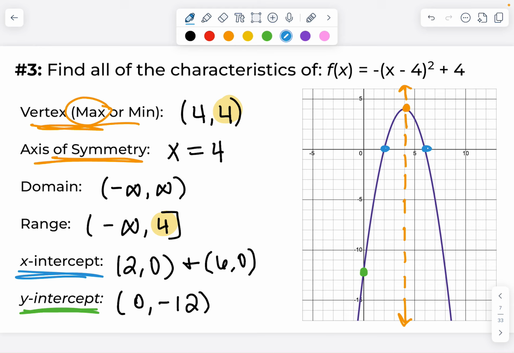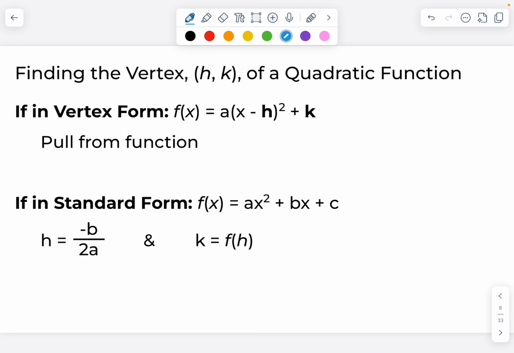So this was taking the graph and finding the characteristics from it. We're now going to reverse it. We're going to be given an equation, and then we're going to use that to graph. The way that we graph is going to differ based off the type of equation that we're given. We can be given an equation in vertex form, which is this form, or I might be given an equation in standard form.